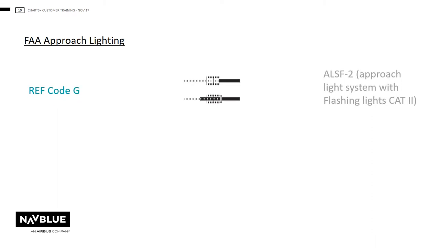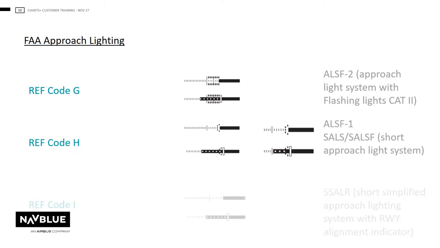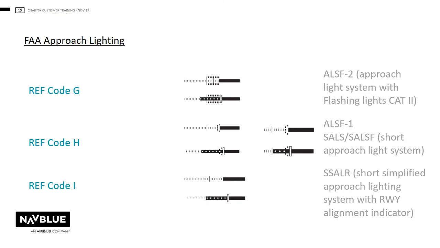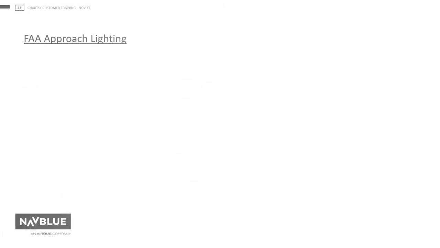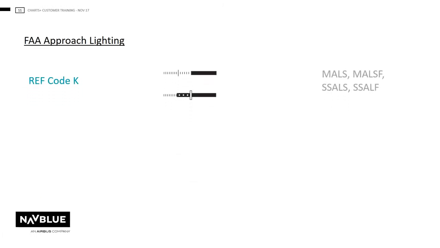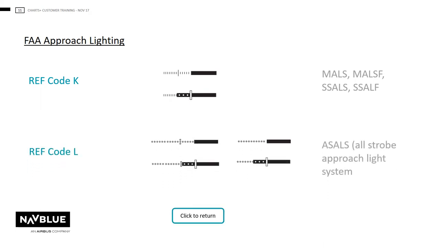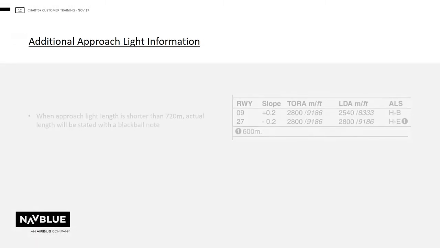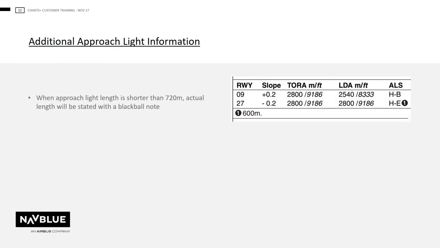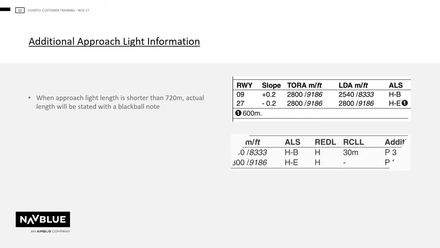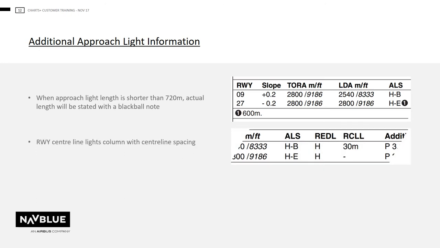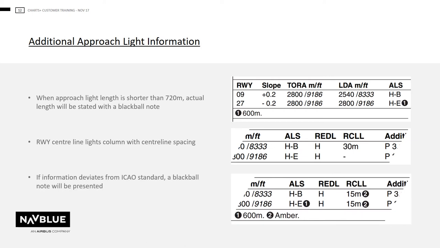Here is the FAA approach lighting. When the approach light length is shorter than 720 meters, the actual length will be stated with a blackboard note. Blackboard notes will be used for any additional approach lighting information if it deviates from the ICAO standard. If the runway centerline lighting is not available on any runway, then this column will not be shown.